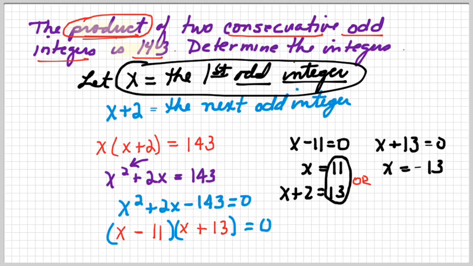However, if x is negative 13, then x plus 2 equals negative 11. And so these two could be my consecutive odd integers. And so my problem is now solved. I can say the two odd integers are 11 and 13, or they are negative 13 and negative 11. I don't know which the case is. That's the general method we'll use to solve these problems.